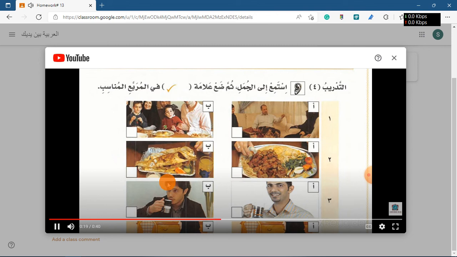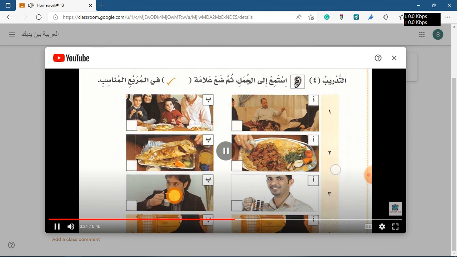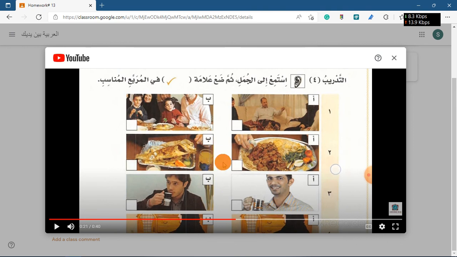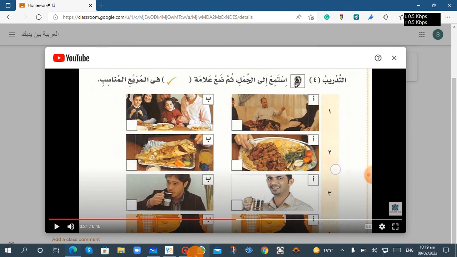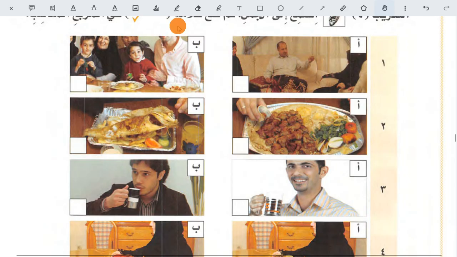الأسرة في غرفة الطعام. So here we are talking about the whole family, and the family is in the dining room, which means this picture. So we will put the check mark on this picture. Next.